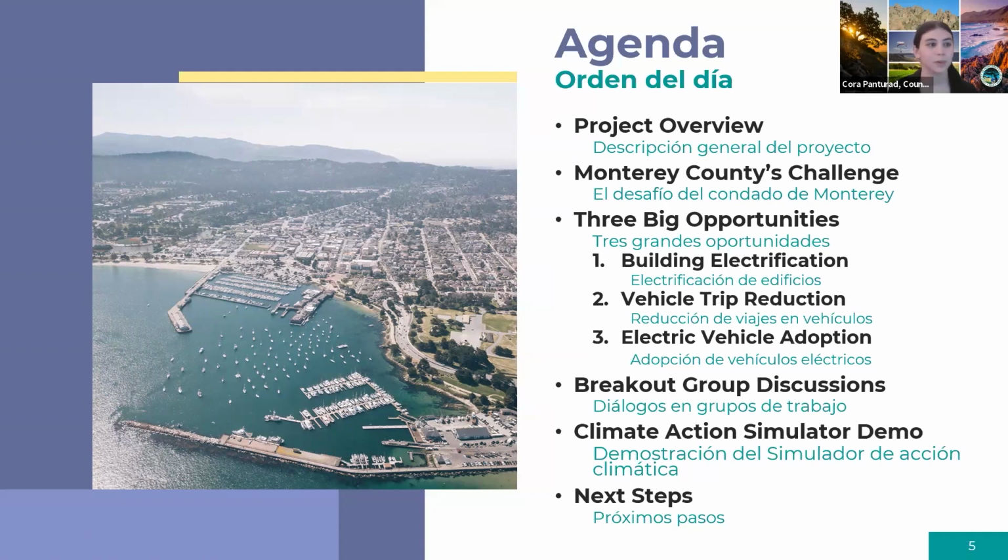Once we get to that point, things will get a little bit more interactive once we have the 3 big opportunities, and we'll have some polls that you can participate in as well. After that, we'll have our breakout group discussions, and then we will discuss our climate action simulator that we have to work on, and then we'll get into next steps.